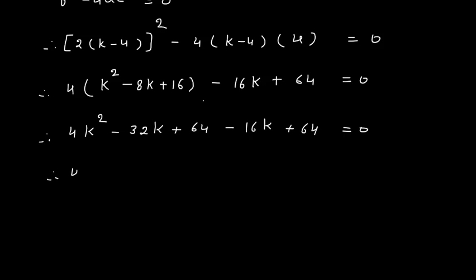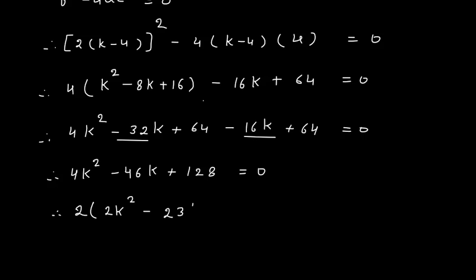So therefore we have 4k square. Now this is 32 plus 16, that is 48, minus 48k plus 128 is equal to 0. Now 4 we cannot take common, 2 we can take common. Okay, so let us take 2 common. So here I have 2k square minus 23k, plus 2 6s are 12, 2 4s are 64, is equal to 0.